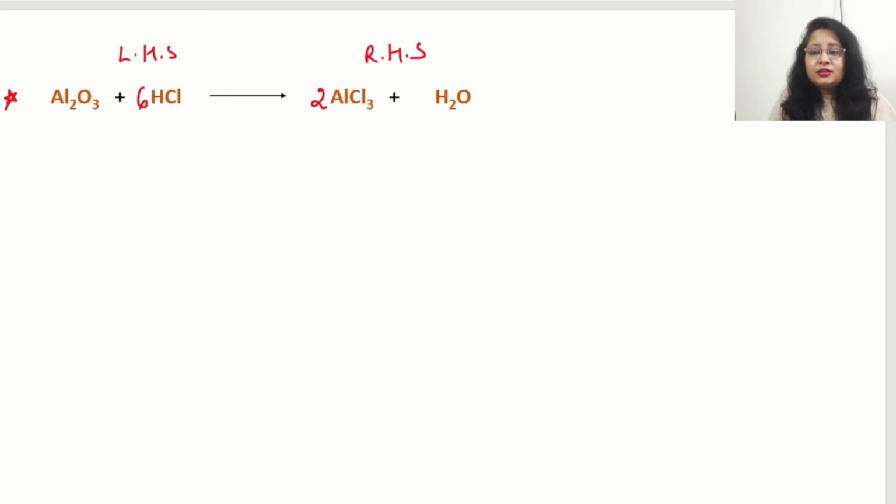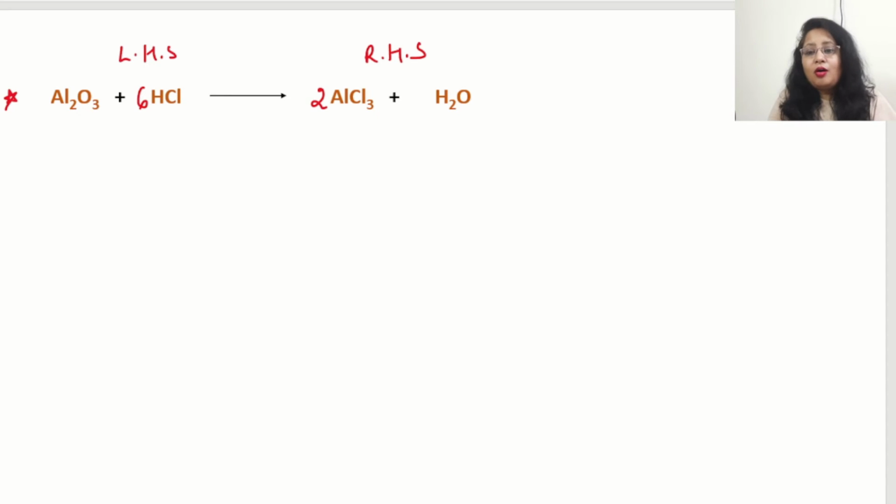Now let's check the value of aluminium again. Remember, every time we make any change, we will start from the beginning. That means every time we make a little change, we check metal, non-metal, oxygen and hydrogen. So if I write 6 here, again I will check the aluminium. Aluminium is 2 and here 2. No change. Non-metal chlorine, 6 and 6.